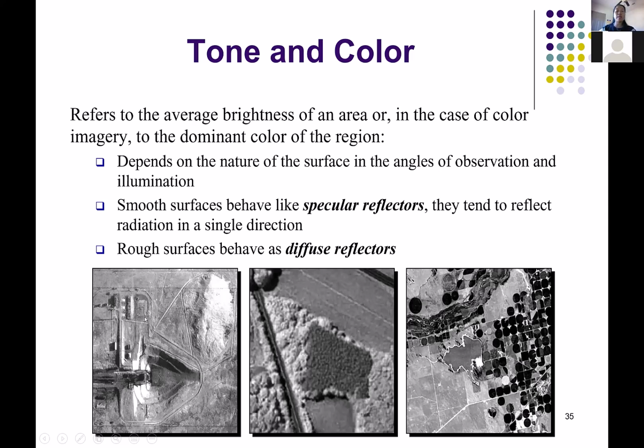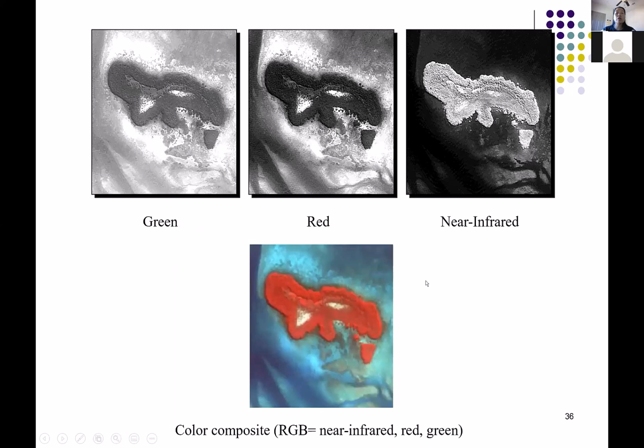They tend to reflect radiation in a single direction, like with a dominant direction. Rough surfaces, such as diffuse reflectors, especially forest crowns, function as diffuse reflectors. So from tone and color, you can get a lot of information. We can also observe color from different spectral bands, like green, red, near infrared, and those using color composite. You can see that different types of features, like water, appear completely different. This kind of variety can help us identify features.